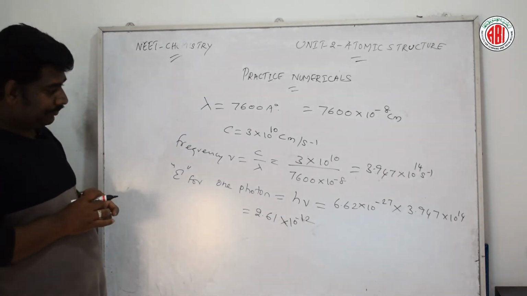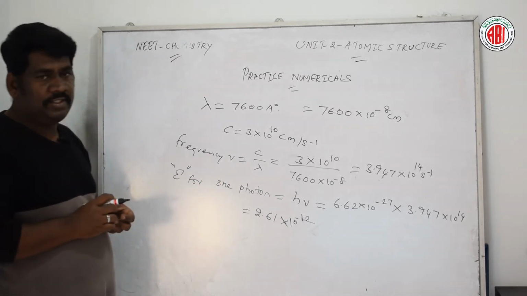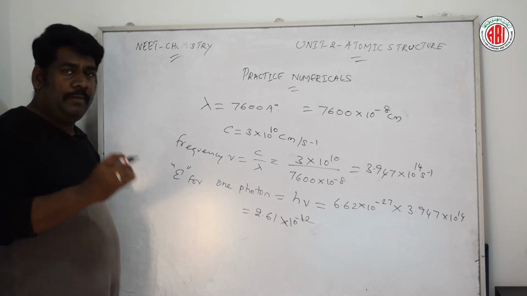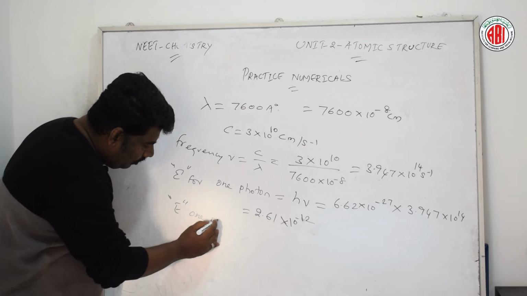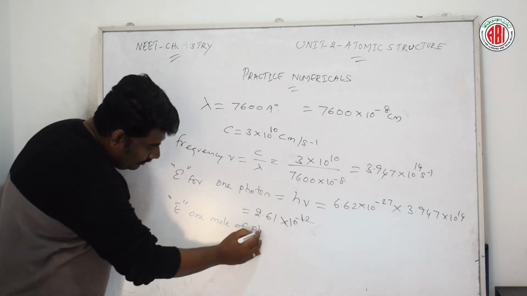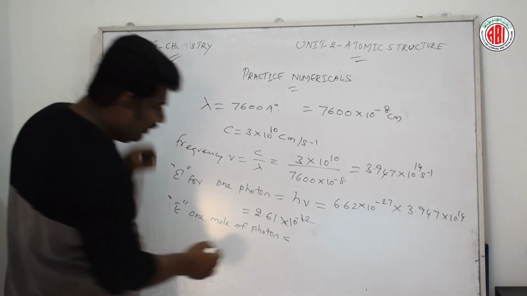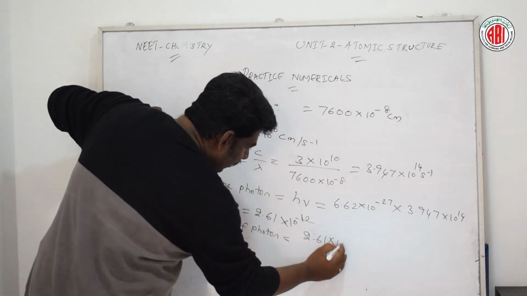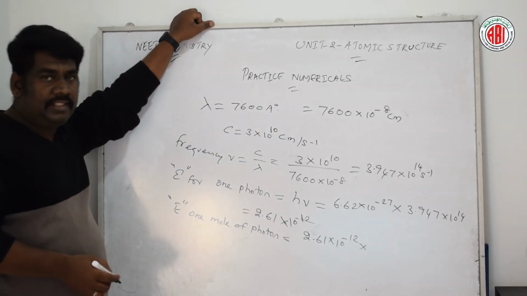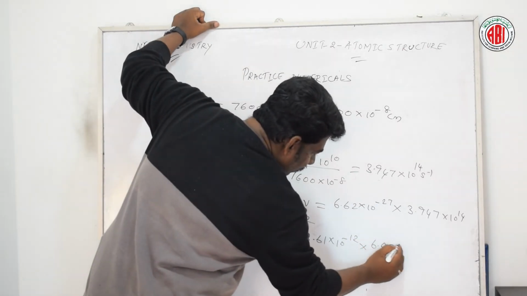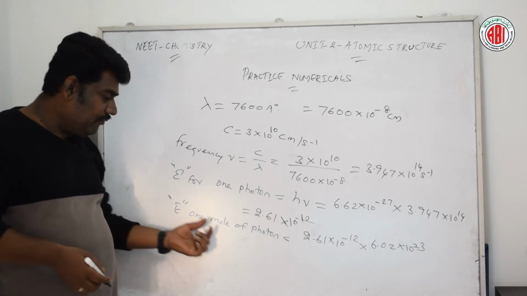Okay, now this is the value for the energy of one photon. Similarly, let us find the energy for 1 mole of photon. Energy for 1 mole of photon is 2.61 into 10 to the power of minus 12 into the Avogadro value, that is 6.02 into 10 to the power of 23. Multiplying these both, we could get the energy of 1 mole of photon.